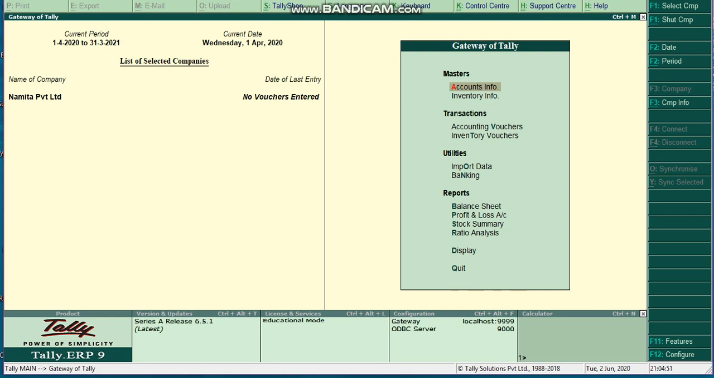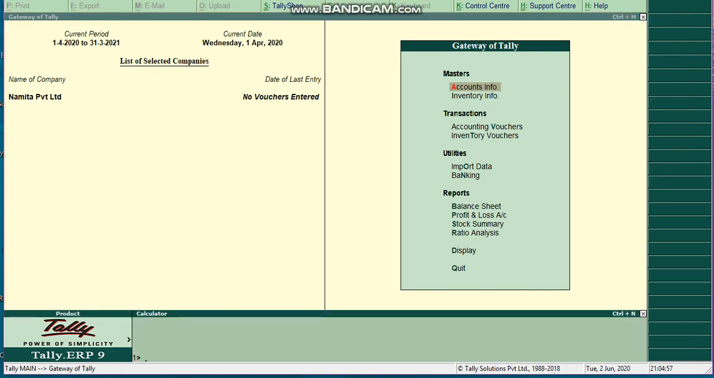To activate calculator, first you need to press Ctrl plus N. Okay, so you can see over here the calculator is activated. In the corner the calculator is activated. The key to activate calculator is Ctrl plus N. Press Ctrl plus N and the calculator is open. Now how to use this calculator?